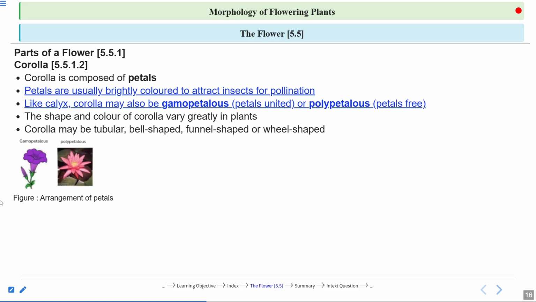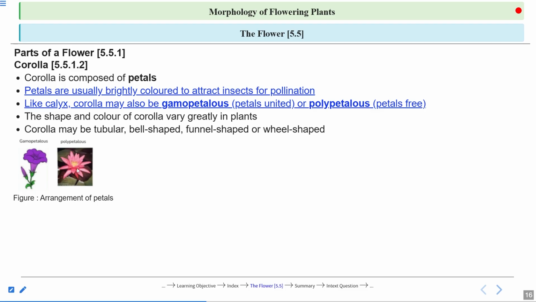So here you can see gamopetalous. You can see all the petals are united. And here you can see the tube, and then it is showing the bell shape. So that can be tubular, bell-shaped, funnel-shaped, or even wheel-shaped.